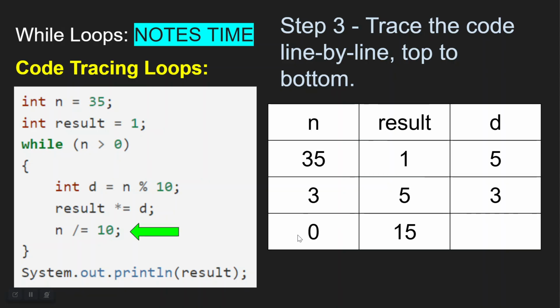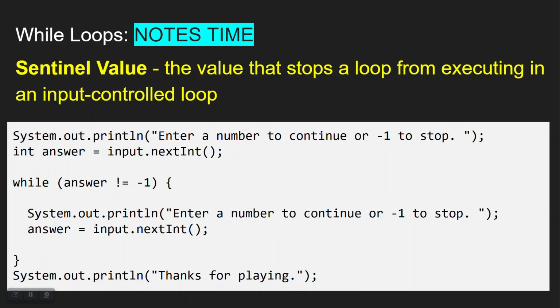But again, this is integer division, so we just lop off after the decimal point. N is now 0, and n is no longer greater than 0. So then we would go ahead and print result. So we would print 15.